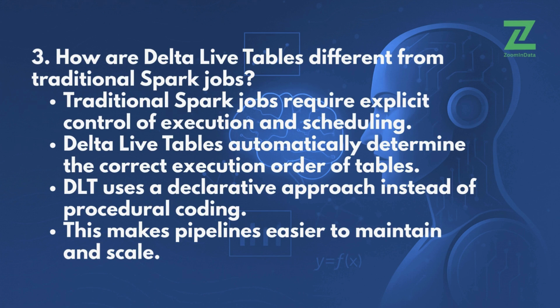How are Delta Live Tables different from traditional Spark jobs? Traditional Spark jobs require explicit control of execution and scheduling. Delta Live Tables automatically determine the correct execution order of tables. DLT uses a declarative approach instead of procedural coding. This makes pipelines easier to maintain and scale.